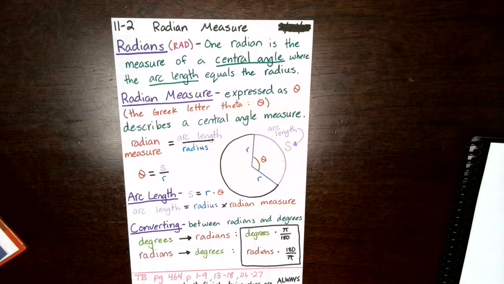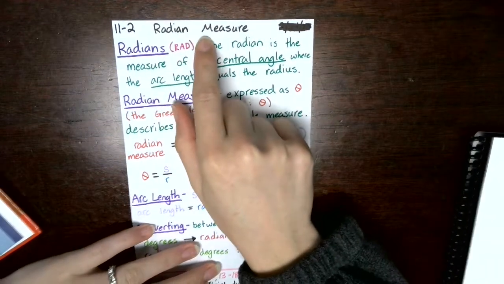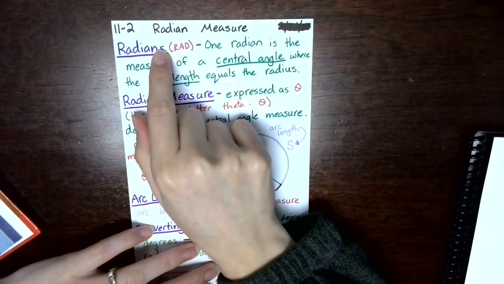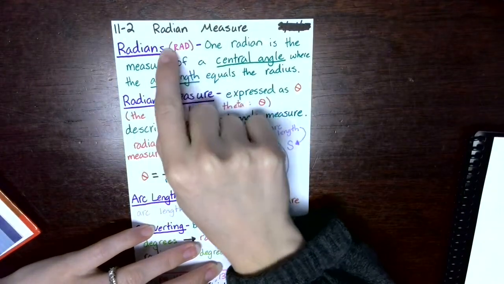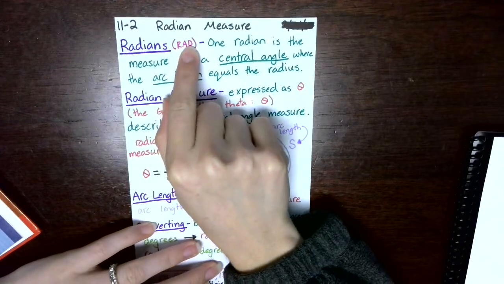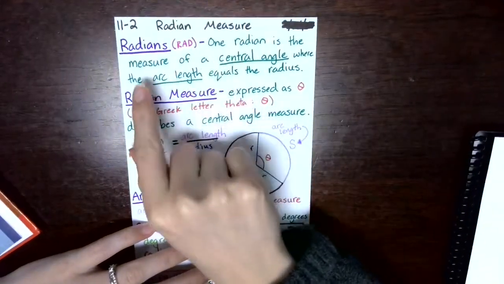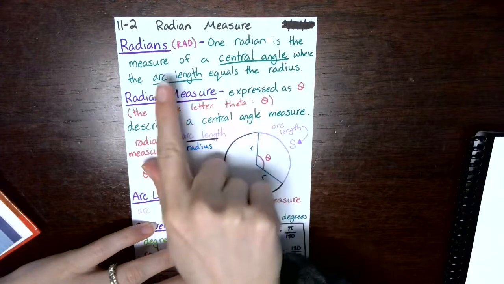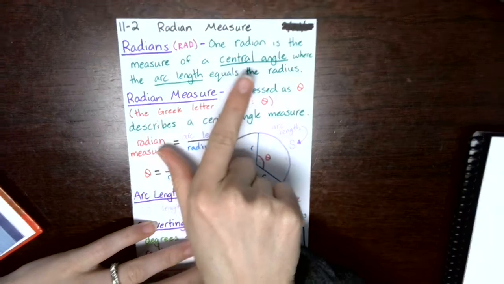Okay, so for 11-2, we're learning about radian measure. So first we have to know what a radian is. We use RAD for radians. 1 radian is the measure of a central angle where the arc length equals the radius.